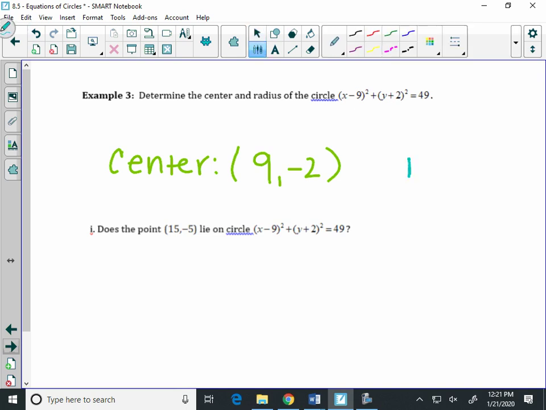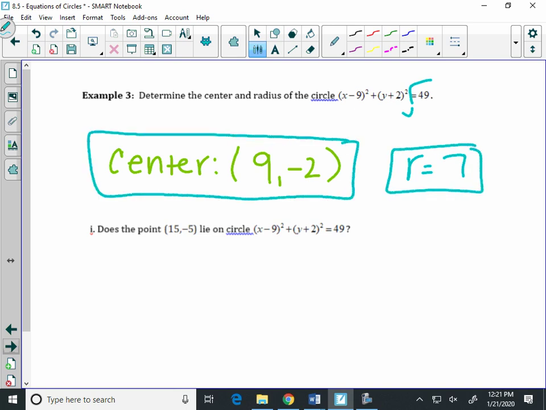And then we have our radius. It's r squared in the equation. So we have to do the opposite when we take it out. What's the opposite of squared? Square root. And the square root of 49. What is the square root of 49? So there's our radius. Here's our center.